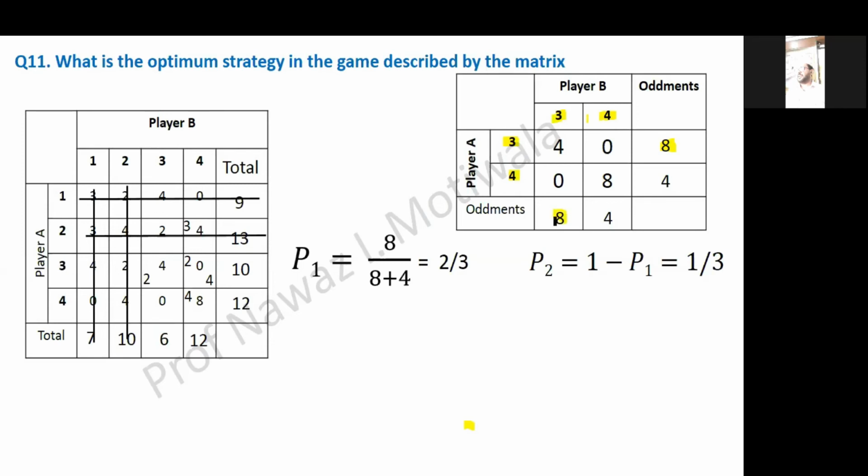This oddment is 8. 8 divided by 12, I will get the answer 2 by 3 again. And for this I will get, either you can write 4 divided by 12 or you do 1 minus Q1. You will get the same answer, 1 by 3.